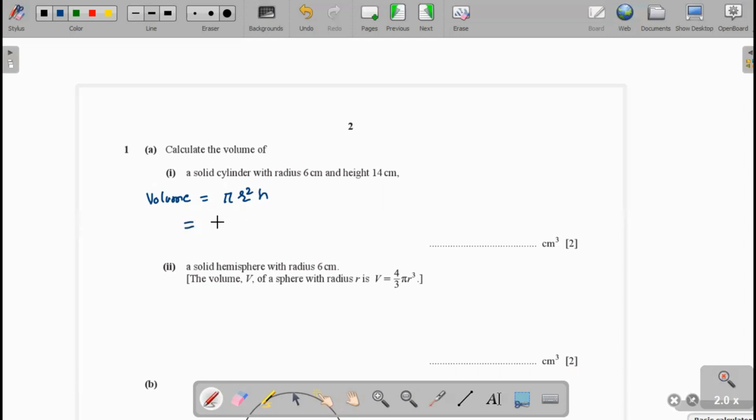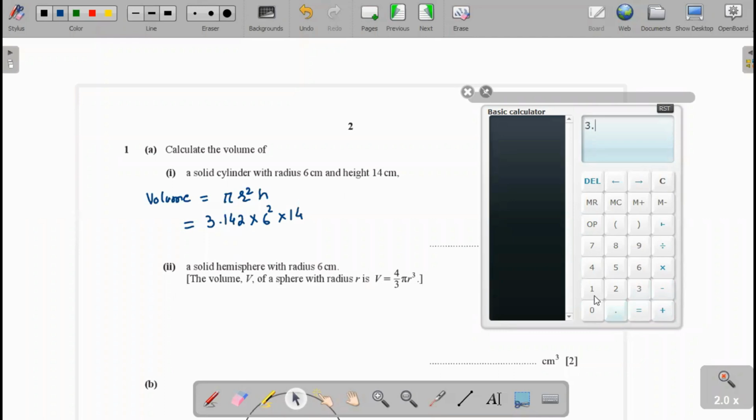Now we substitute the value in this formula. Now you see here the value of pi is 3.142. Multiply the radius is 6 centimeter, 6 square. Multiply height is 14. Now we calculate it. Now we multiply 3.142, multiply 6 square is 36, multiply 14. Here the answer is 1583.